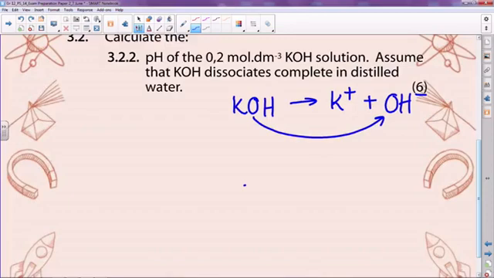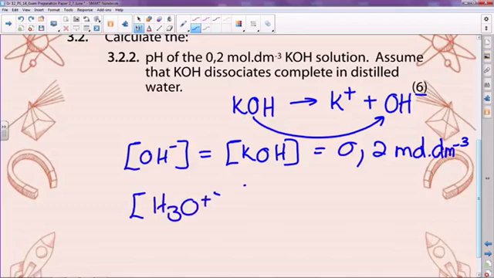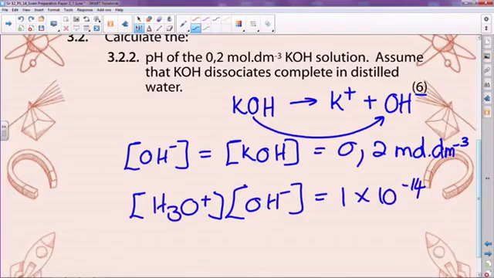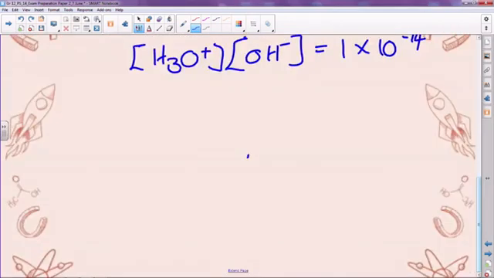That means that the concentration of the OH minus ions is equal to the concentration of my potassium hydroxide, because it's complete dissociation and it's a 1-to-1 ratio. Then we remember that H3O plus times OH minus must give me 1 times 10 to the minus 14, the ionization constant of water. So now we go fine. Once I've got that, we can go, all right, H3O plus.